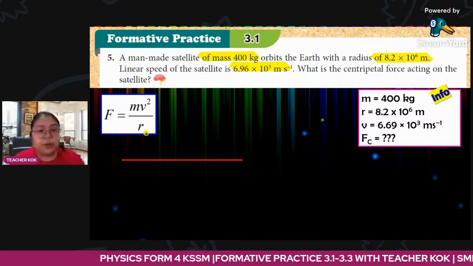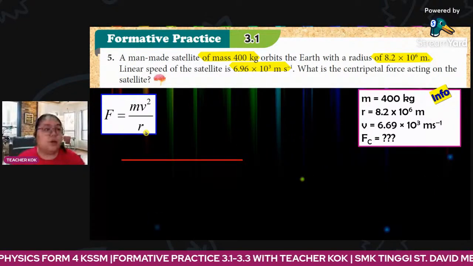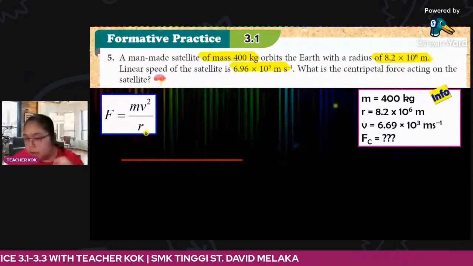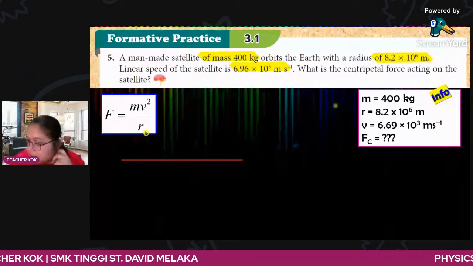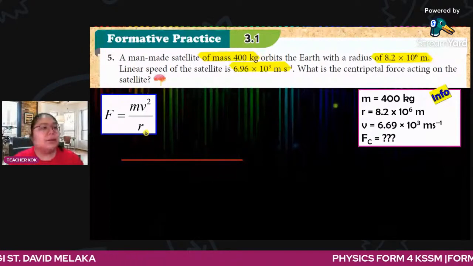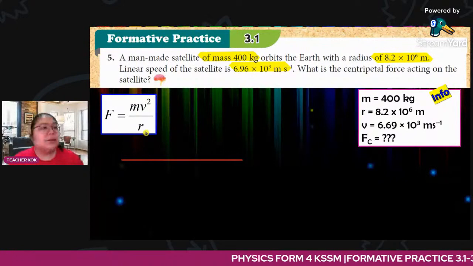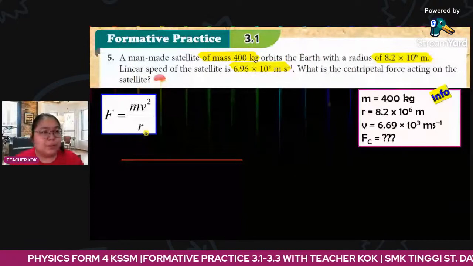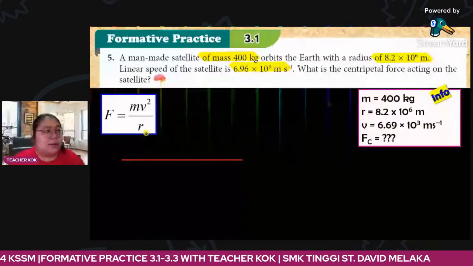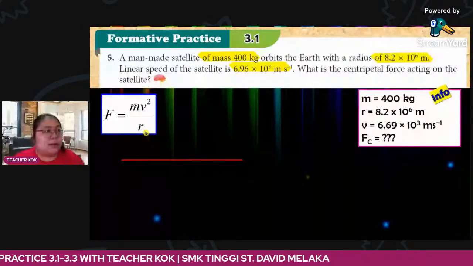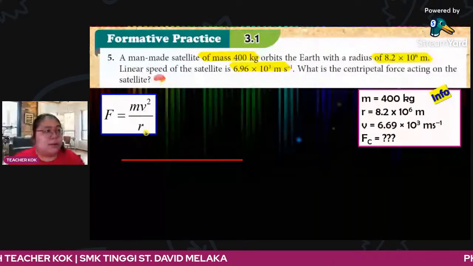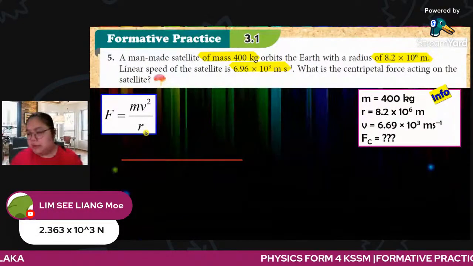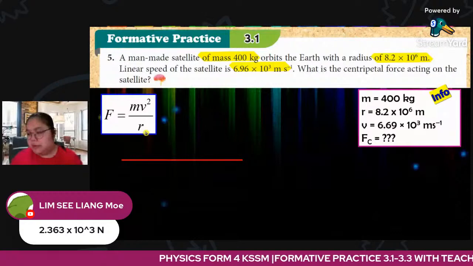Okay, anybody here can be fast, then tell me the answer. We're going to wait. Adivesh, Silian, can you get the answer for this question? I think somebody already finished this one. We're going to check whether the question provided the answer or not. Yeah, Silian got it. We're going to check. 2.363 times 10 power of 3 Newton.